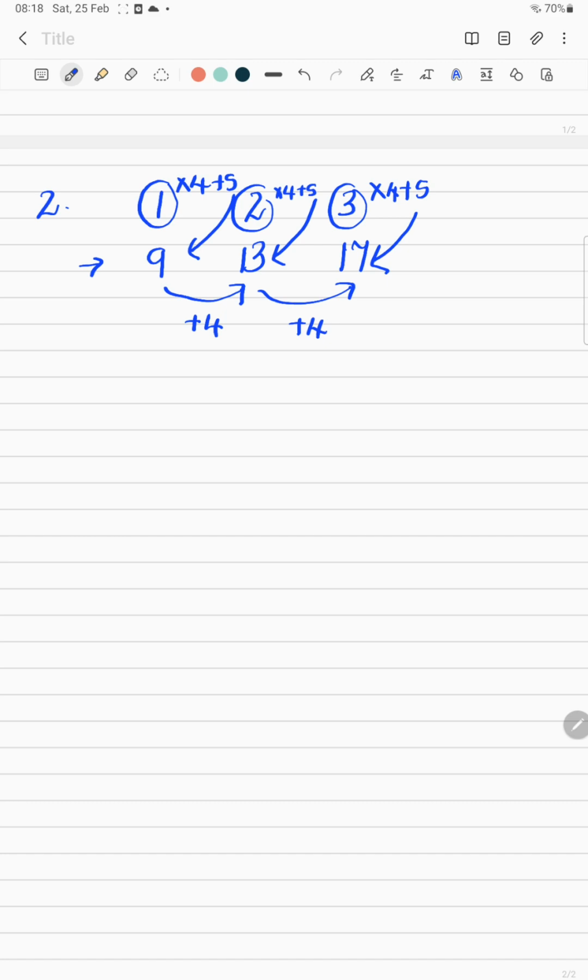Now it's safe to say that my rule is to multiply the input by 4 and add 5 to reach the output. Then to calculate number A, there's a bit of a challenge. The input is not given, the output is given. So I have to calculate the input. If the output is given, we use the rule from the back to the front, and I use the inverse operation, which will be minus 5 divided by 4.